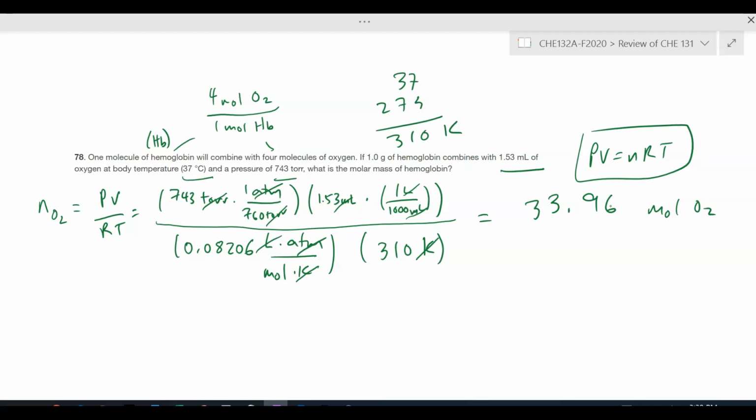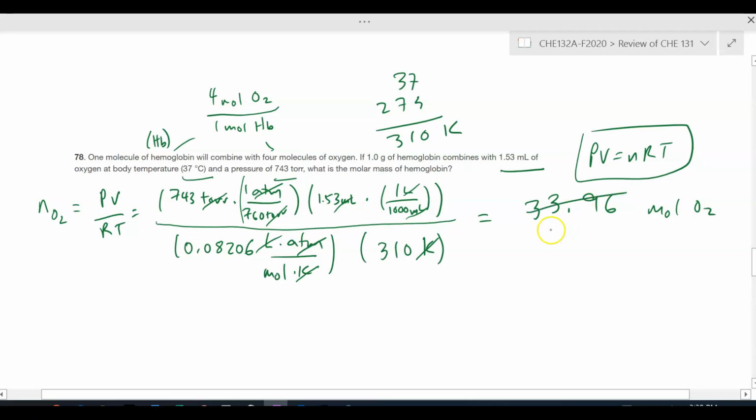So yeah, I think I'm going to be checking that answer again. Let's try that again. Oh yeah, all right, I blew the pressure. I look back at this multiplication. I actually didn't do the division, so that's why it looks wrong. All right, so 743 divided by 760 is my first number. And then that times parentheses 1.53 divided by 1,000, and then that divided by the R, 0.08206 in a parentheses times 310, and then close that parentheses. All right, that's a much better answer.